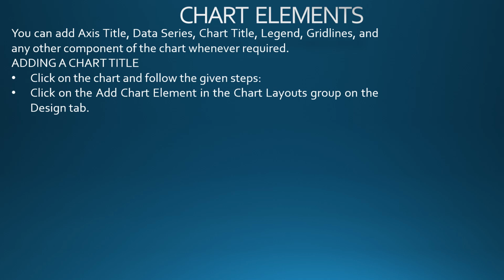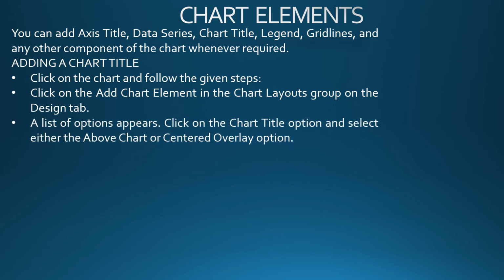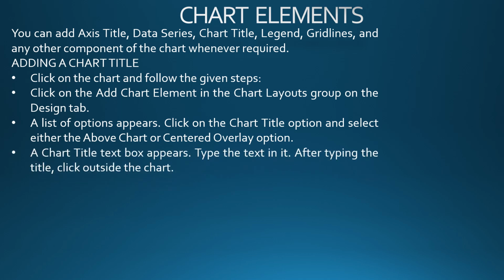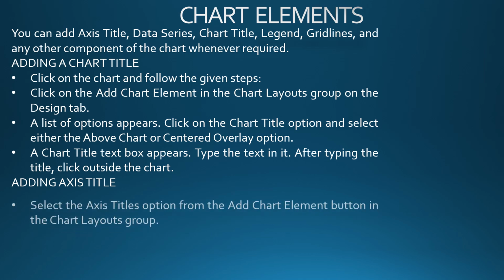Click on the Add Chart Element in the Chart Layouts group, which is available on the Design tab. Then we will be able to see a list of options which appear. So you click on the Chart Title option and select the Above Chart or Centered Overlay option. Then you can see the chart title text box appears. Type the text in it, and after typing the title, click outside the chart.